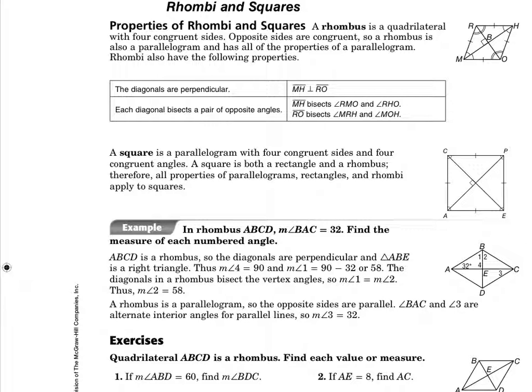So first of all, both of these have all the properties of a parallelogram because they are parallelograms. They're also quadrilaterals, so they obviously have four sides. But because they're parallelograms, you should already know the 5 things we know about parallelograms: opposite sides are parallel, opposite sides are congruent, opposite angles are congruent, consecutive angles are supplementary, and the diagonals bisect each other. So all those properties still exist. You can still use all those properties, and you're going to need to still use them to solve these problems.